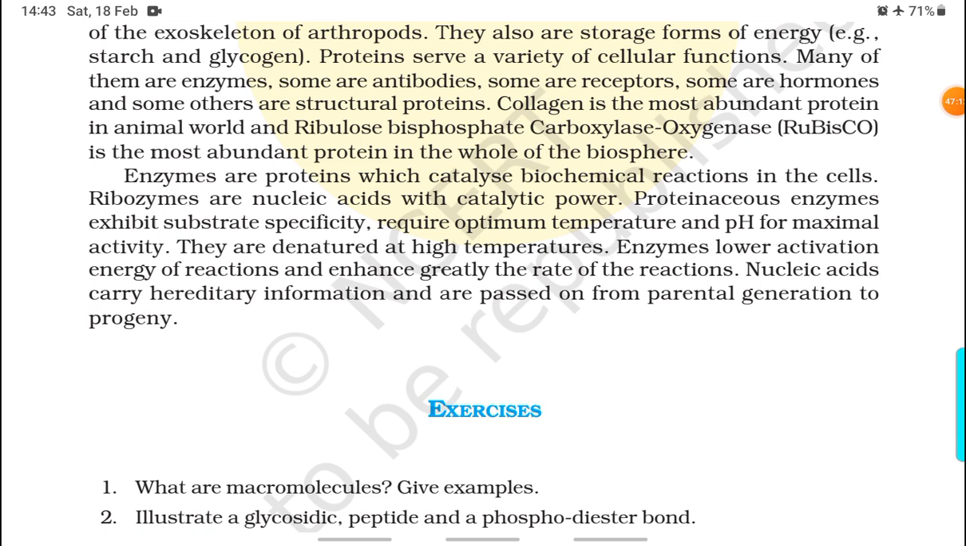Enzymes are proteins which catalyze biochemical reactions in the cells. Ribozymes are nucleic acids with catalytic power. Proteinaceous enzymes exhibit substrate specificity, and require optimum temperature and pH for maximal activity. They are denatured at high temperatures. Enzymes lower the activation energy of reactions and greatly enhance the rate of the reaction. Nucleic acids carry hereditary information and are passed on from the parental generation to the progeny.